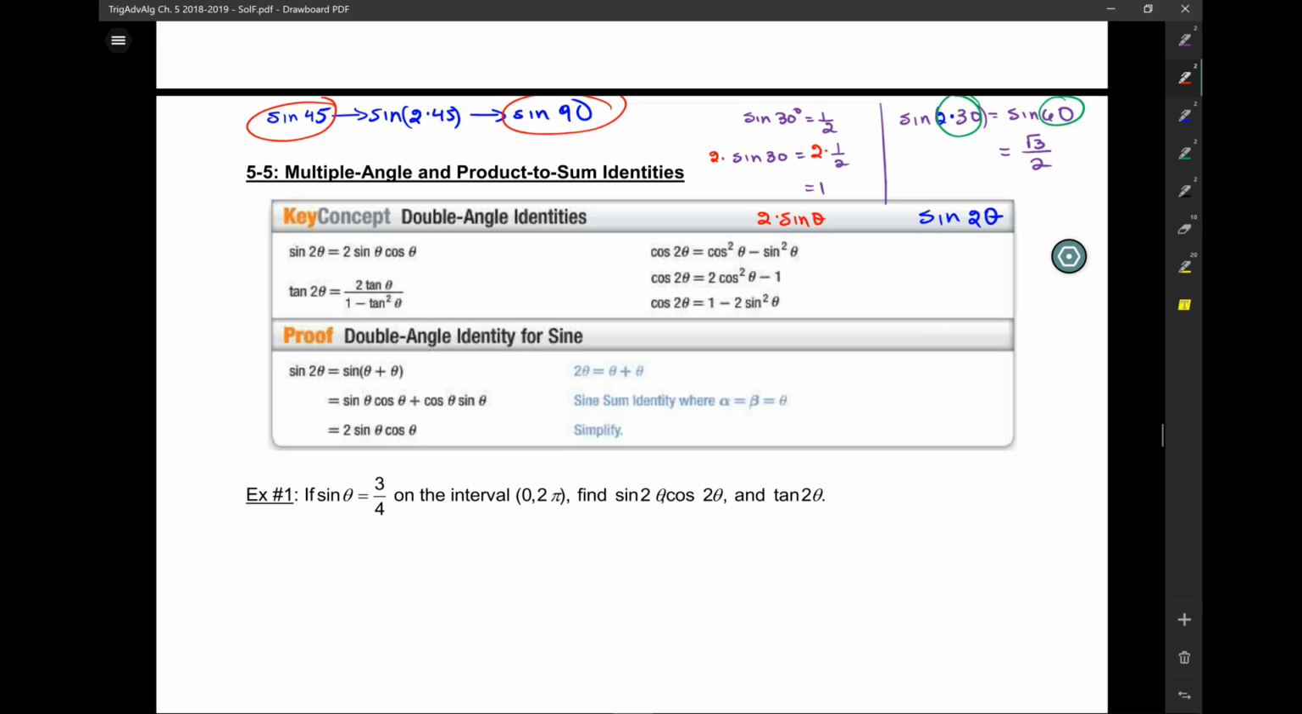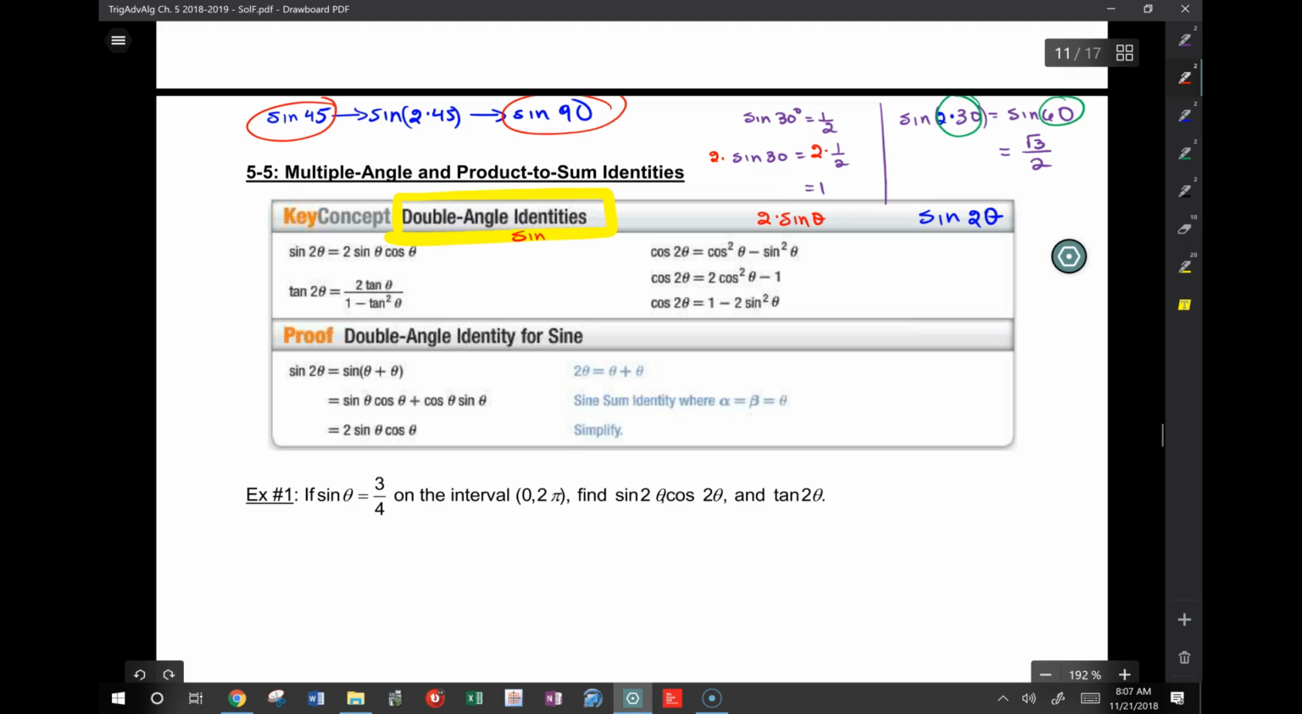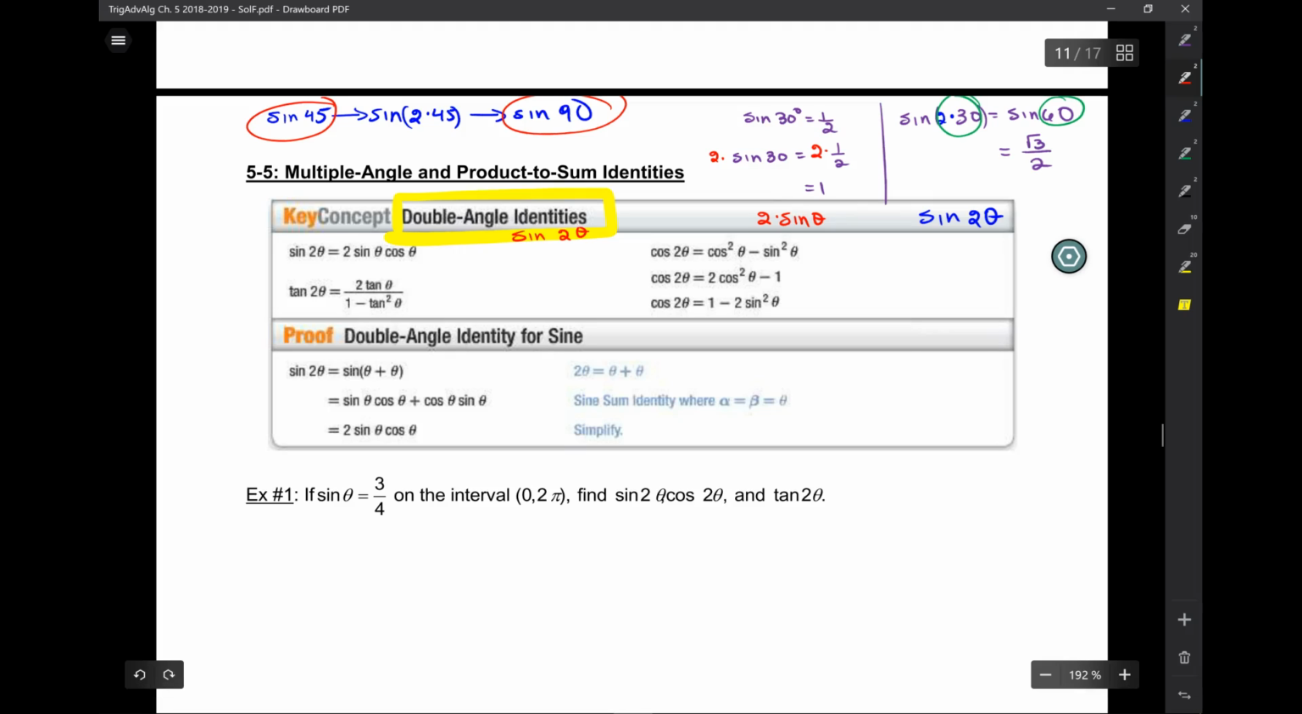So that's what we're going to be focusing on today. These are called double angle identities, and this is when we have sine of 2 theta. We're doubling the angle, so we're moving to a different part of the unit circle. How do you find sine of 2 theta? You have identities, of course. The recipe for sine of 2 theta calls for 2 times sine of theta times cosine of theta. Once you have the ingredients, all you have to do is plug it in.